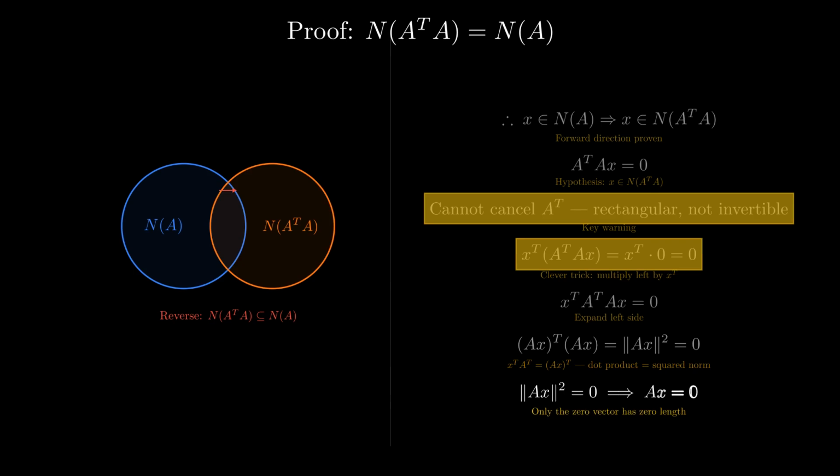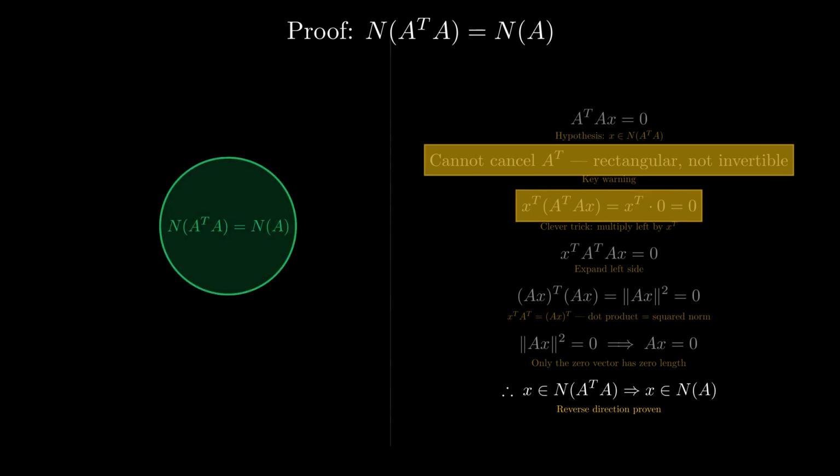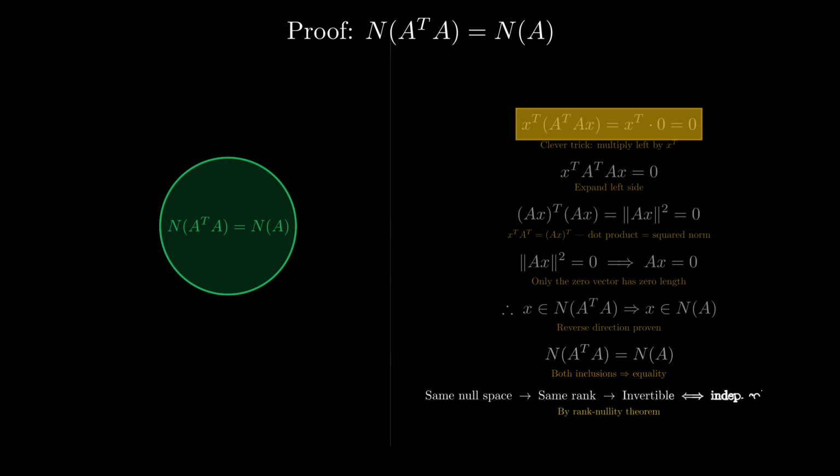But a squared length of 0 forces the vector AX itself to equal 0. Since the only vector with 0 length is the 0 vector, therefore X is in the null space of A. This shows the null space of A transpose A sits inside the null space of A. Combined with the forward direction, both null spaces are identical. Same null space means same rank by the rank nullity theorem. So A transpose A is invertible exactly when A has linearly independent columns.